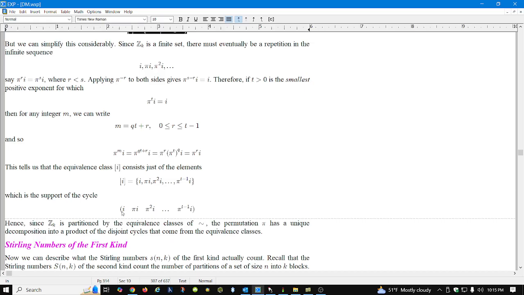So this cycle is part of the permutation pi. I is sent to pi I, which is sent to pi squared I, and so on. The point here, that's obvious, is that pi to the t minus 1 I is sent back to I. If we apply pi again, we get pi to the t, and pi to the t i is I.